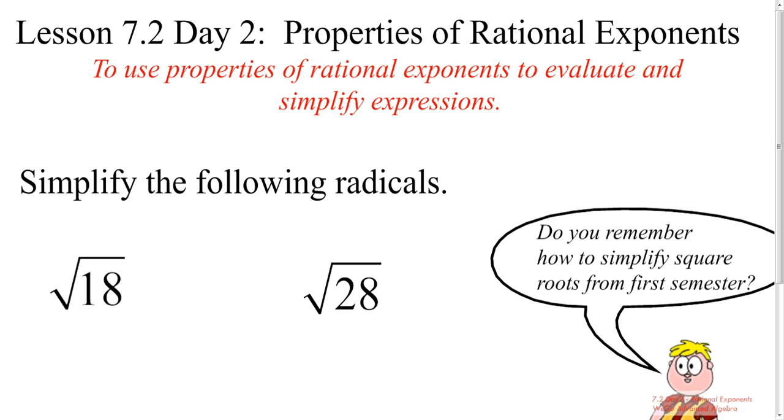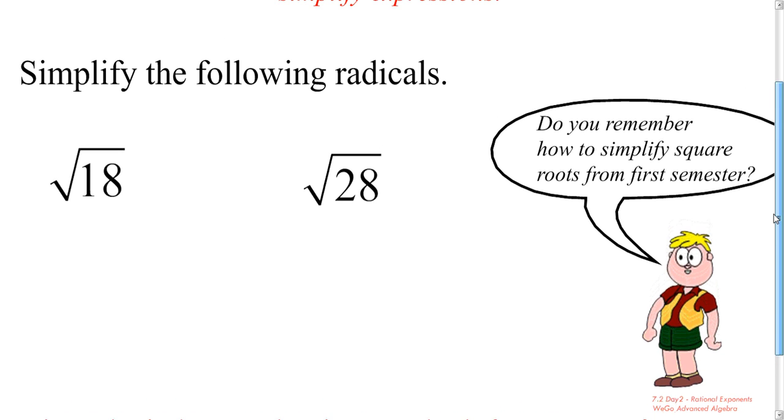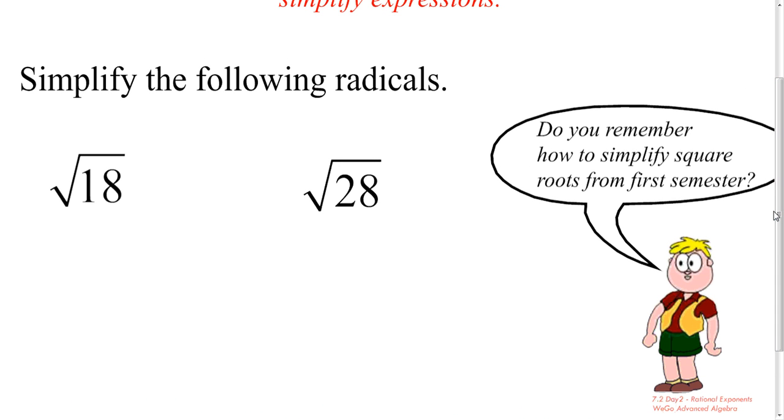Again, remember, please pause and rewind as you need to. We're going to review a whole bunch of stuff from first semester today, and then tomorrow we're going to build upon it with bigger roots. What we're going to be working on today: properties of rational exponents to simplify expressions, and simplifying the following radicals. This is stuff that you know how to do. We're going to review a couple of things to make sure your skills are right where they're supposed to be, because if you can't do it with square roots, you're certainly not going to be able to do it with cube roots, fourth roots, fifth roots, stuff like that.